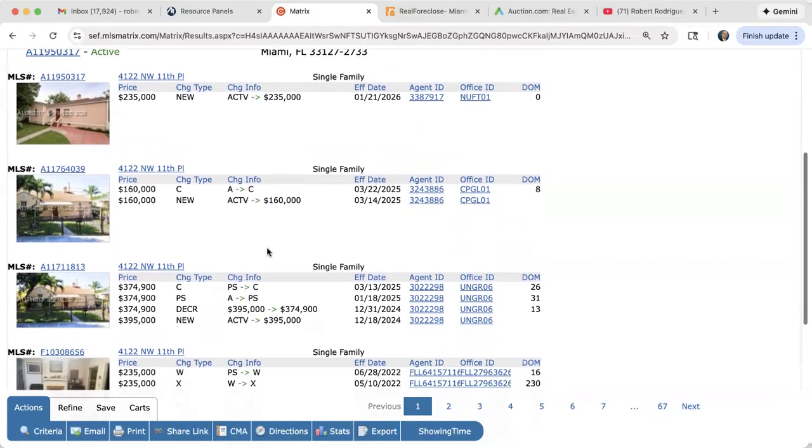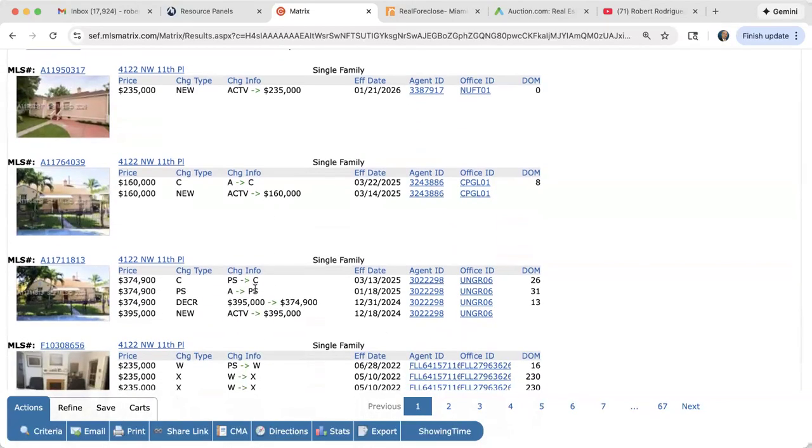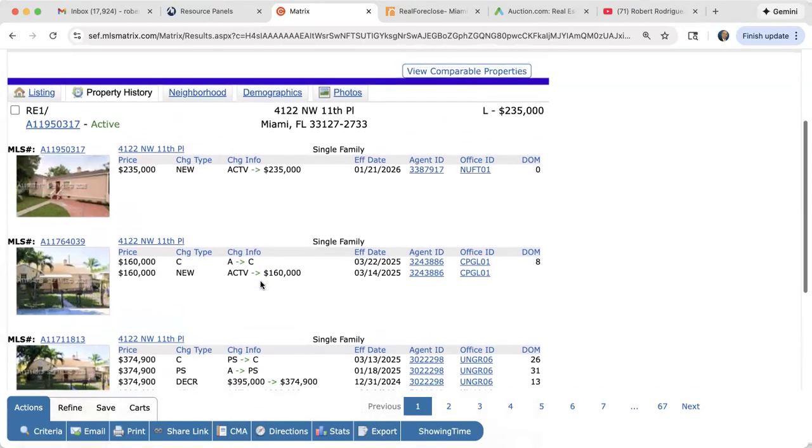All right, but as you can see, during that time, they also had the property for sale at $395,000. They lowered the price to 374. It went pending, and then it went canceled. So they've been trying to sell the property. I would imagine that this is when the foreclosure was taking place, and the owner was trying to sell the property and it could not, and the listing got canceled and it was foreclosed.